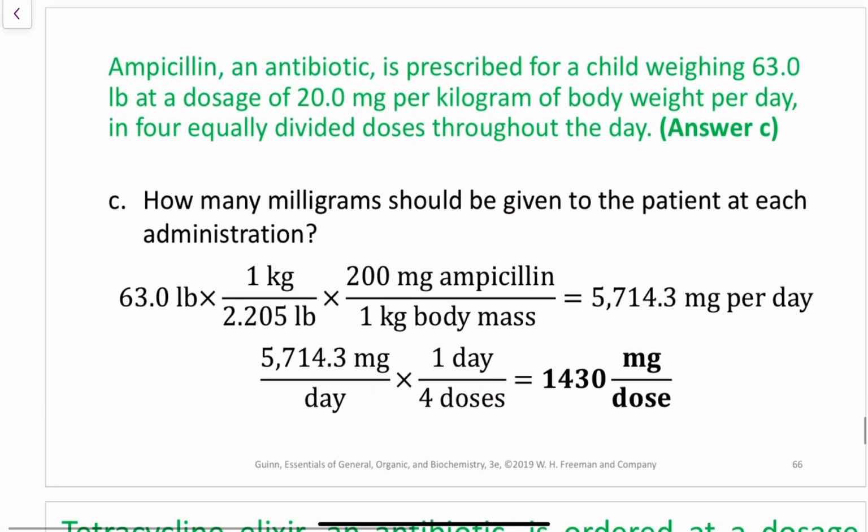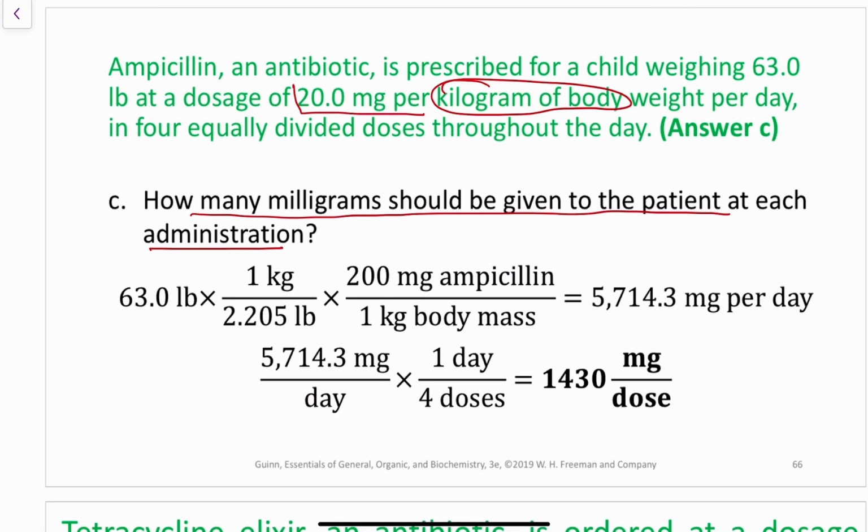Then we have the third problem. How many milligrams should be given to the patient at each administration? The thing is that the dose is given in milligram per kilogram of the body weight, right? So the body weight has to be in kilogram, but the child's weight is given in pound. So first you have to convert pound into kilogram. How many kilograms is 63 pounds? We already know the equivalency between kilogram and pound. I know 1 kilogram is 2.20 pounds, right?